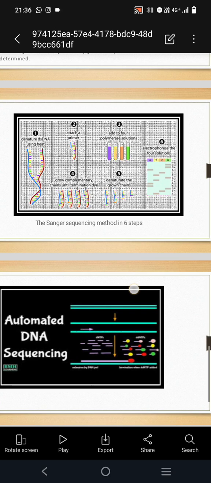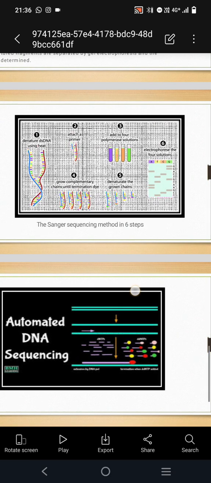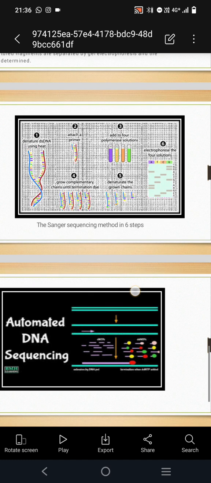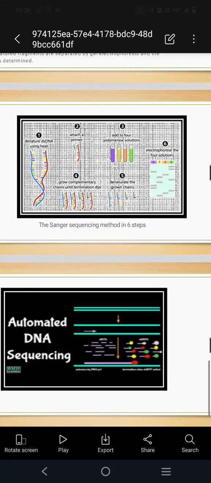First, we have to denature the DNA by heat, then the primer gets attached, then we add the four polymerase solutions. Then the complementary DNA chains get terminated using the dye. Then we denature the grown chains, and by electrophoresis we can analyze the results.